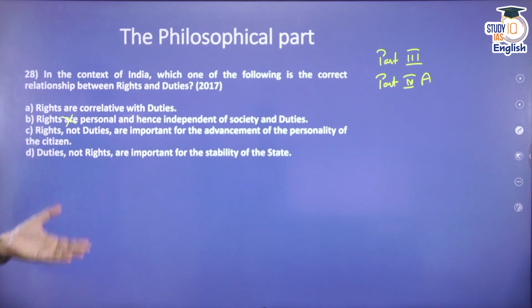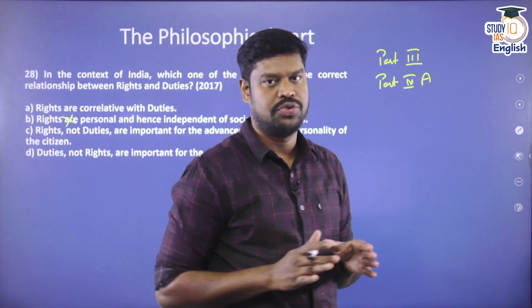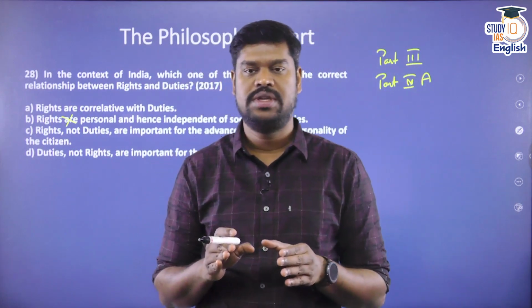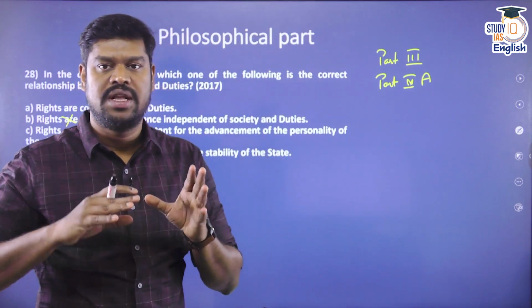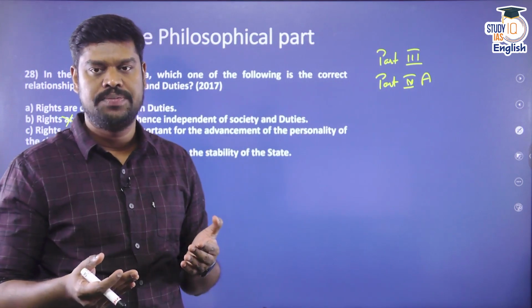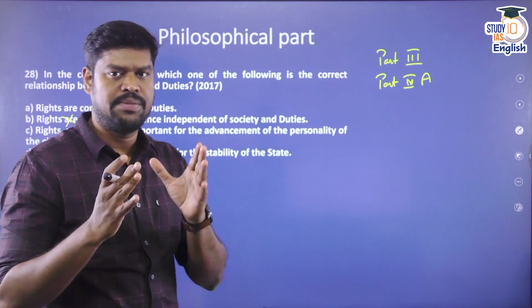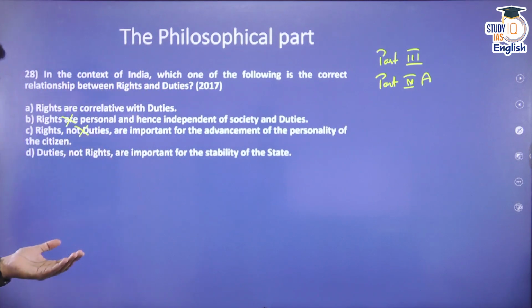Rights, not duties, are important for the advancement of the personality of the citizens. There is no such interpretation in the Constitution. Although the rights have been given an important position because they are justiciable in nature, there is no such interpretation that the rights are important and not the duties. In fact, if the people are not performing their duties, probably not everybody will be able to exercise their rights in the first place. So, there is some kind of correlation between them, and hence this particular statement is also wrong.